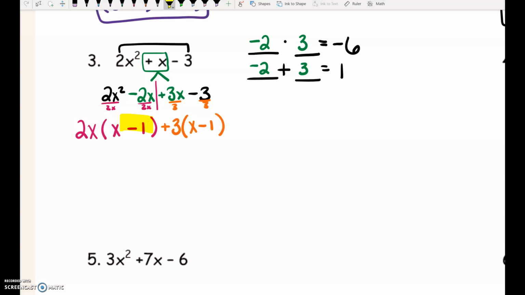Do you see anything interesting right here? Do you see how those parentheses are the same? They will always be the same. If you do this correctly, those parentheses will always be the same. And here's how we do our final step. We do 2x plus 3 times x minus 1.